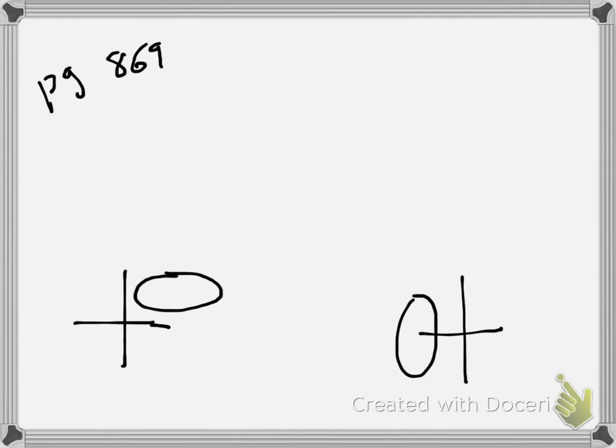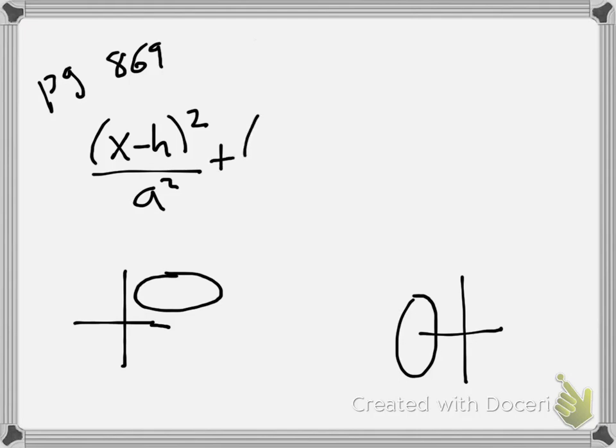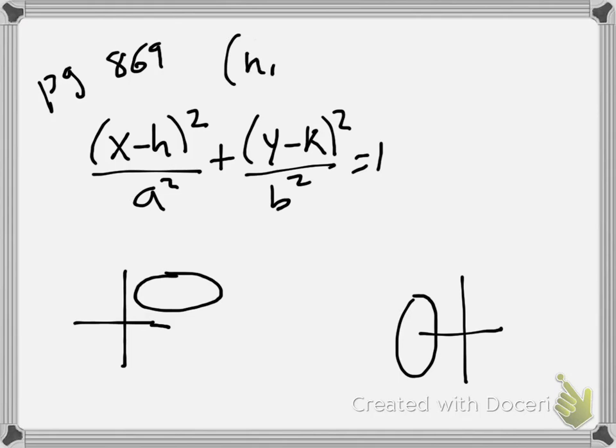The formula is very similar. For this one, it's (x minus h) squared over a squared. Remember, a is still your longer one. So (x minus h) squared over a squared, plus (y minus k) squared over b squared equals 1. Now, (h, k) is your center.